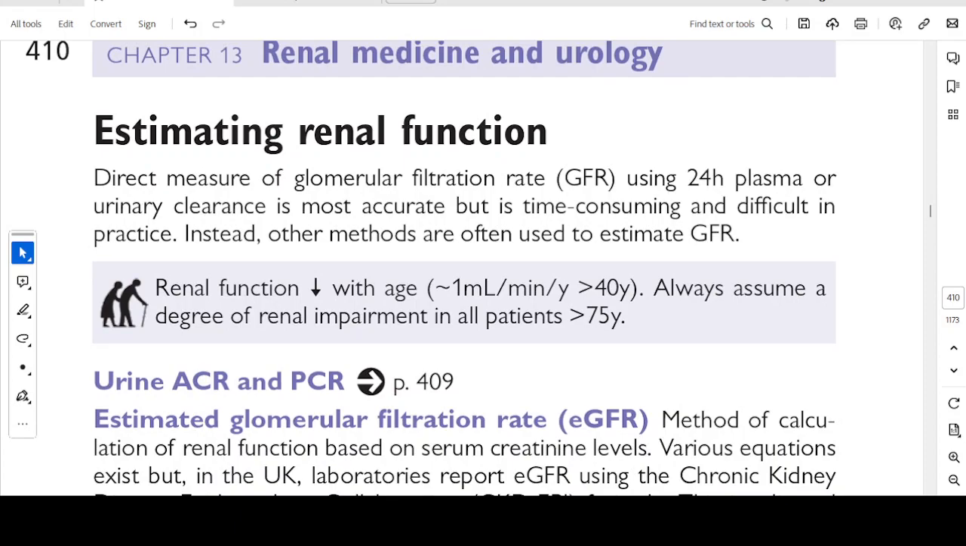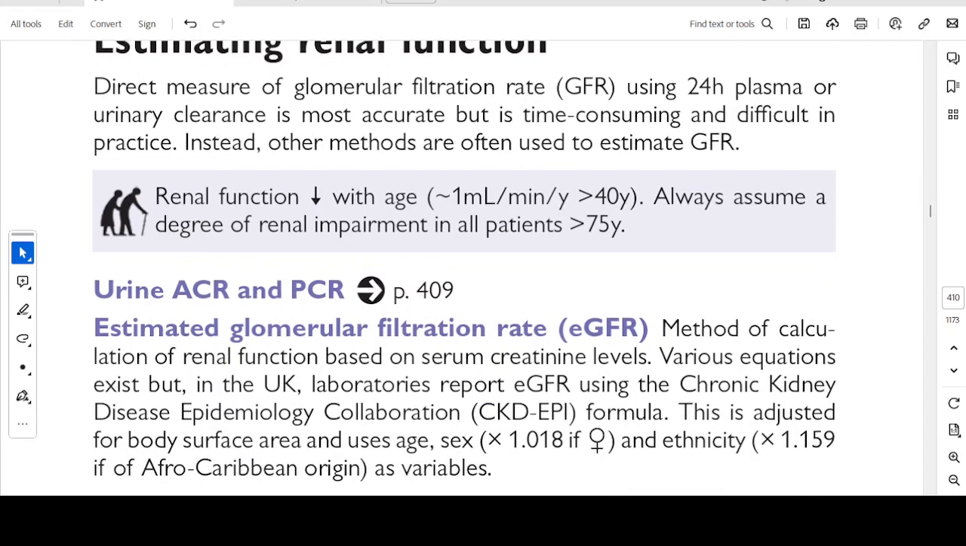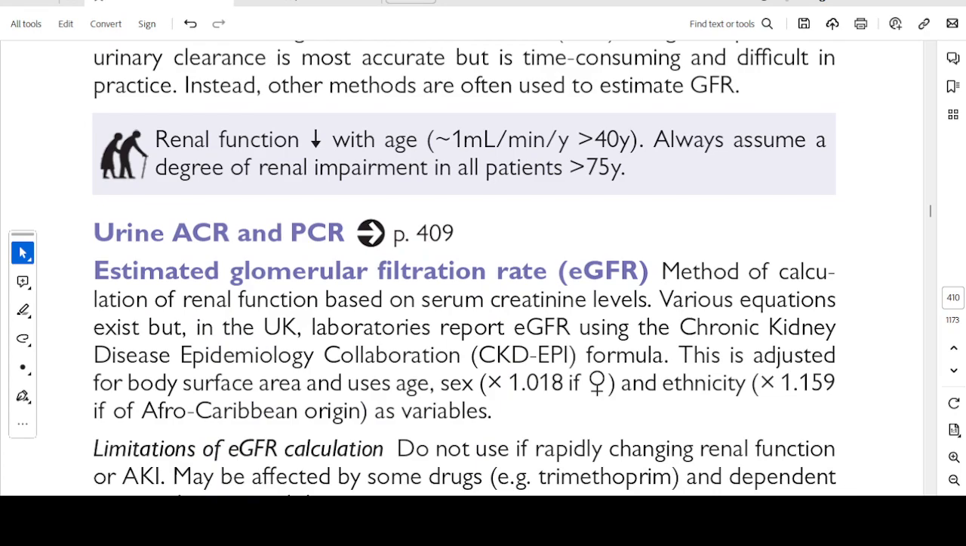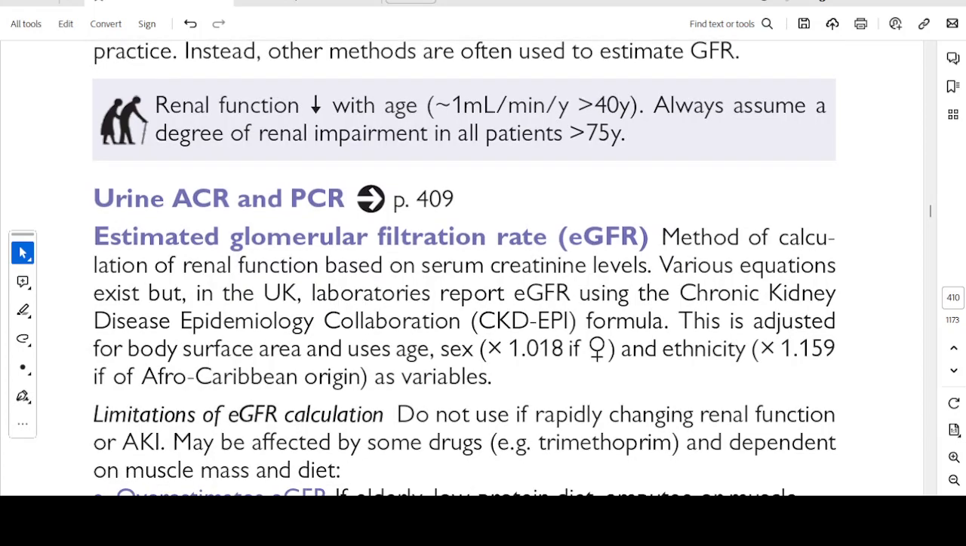Page number 410, estimating renal function. Direct measure of glomerular filtration rate, GFR, using a 24-hour plasma or urinary clearance is most accurate, but is time consuming and difficult in practice. Instead, other methods are often used to estimate GFR. Renal function decreases with age, 1 ml per minute per year, after 40 years. Always assume a degree of renal impairment in all patients more than 75.